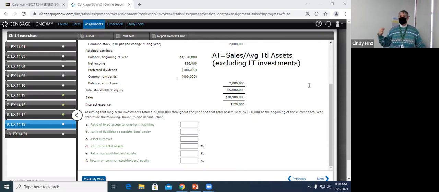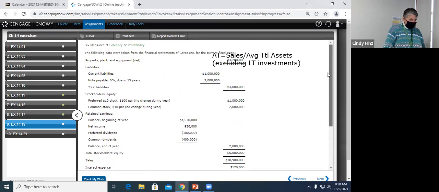So the numerator is sales from the income statement. The denominator is average total assets, so beginning plus ending divided by 2, but we want to take out any long-term investments. See if we have any. I don't know if we have any in this exercise. I need to scroll back up here. So what do we have?